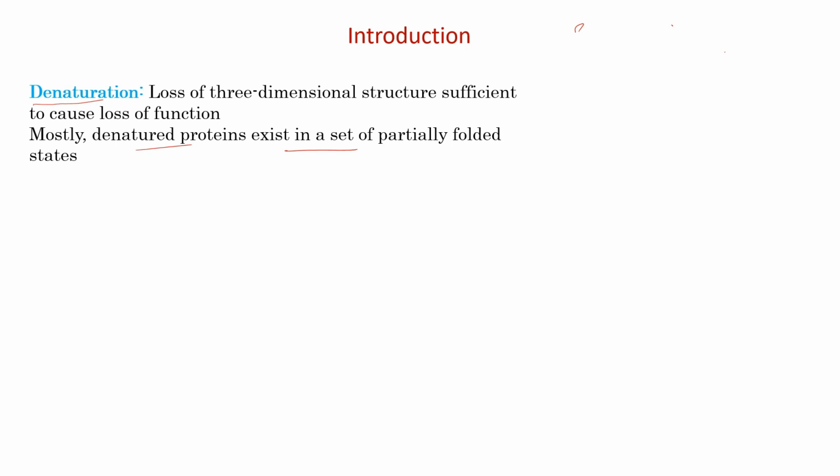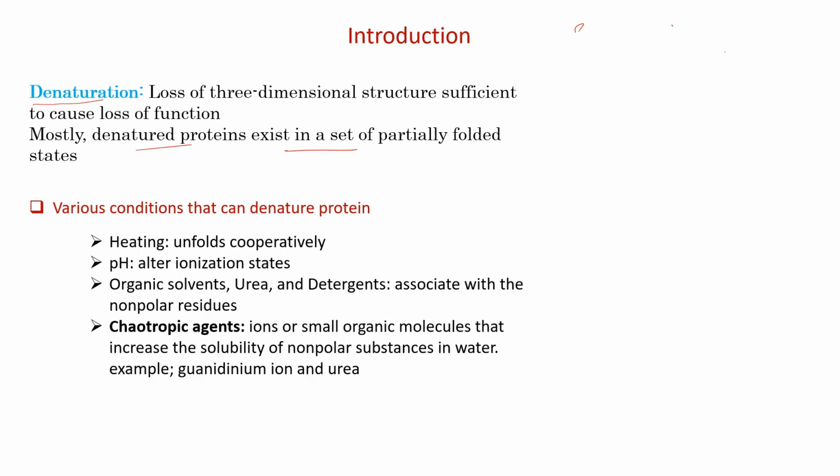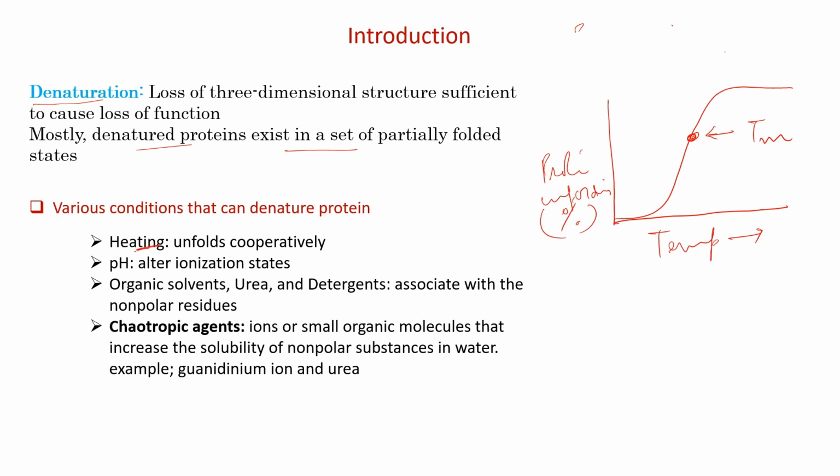Now, what are the denaturants that can affect the structure and eventually the function of a protein? First factor is heating. What happens when we increase the temperature? Let's see one graph. What we can see is, when the temperature is increasing up to a particular point, there is no effect on the protein structure. The structure remains stable. Then further increase in temperature will denature the protein.